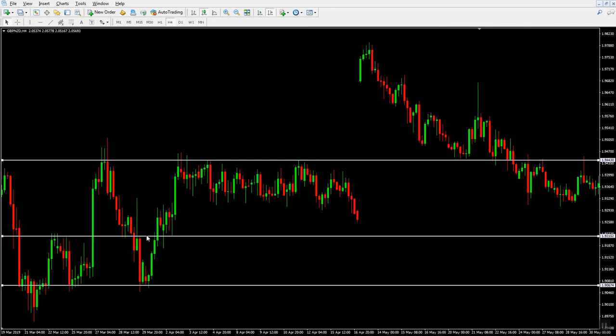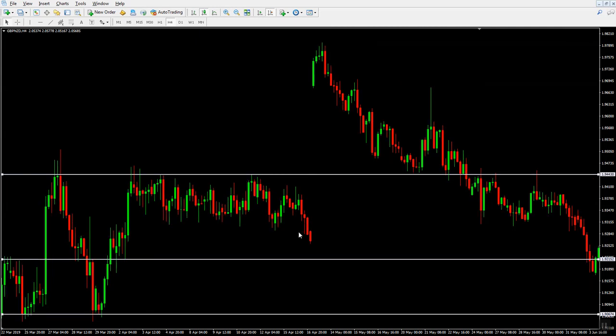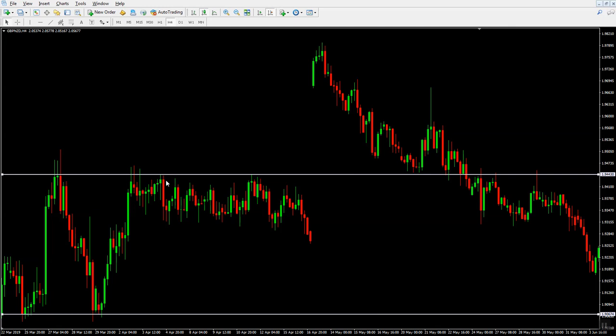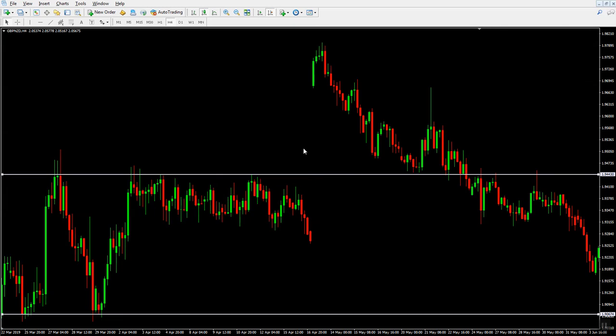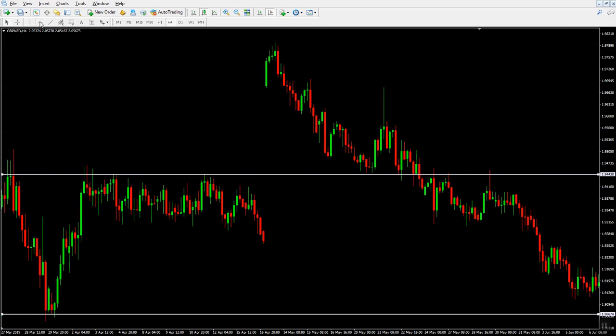Would we have chosen an area maybe something like this, or so on and so forth? And so we need to know to what extent it's going to come down when it bounces, and when it breaks, to what extent is it going to go up before it reverses. And in this area, we find that this gap would have easily knocked one out of their stop loss.